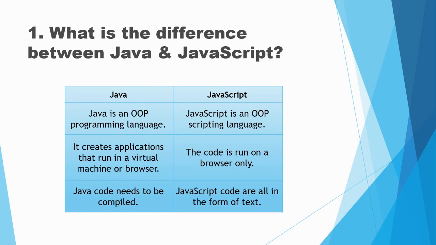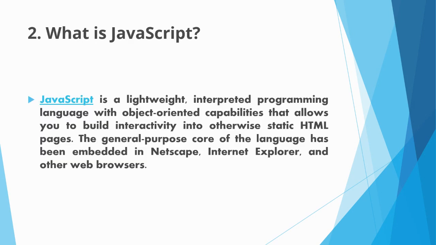Now let's move on to the next question. What is JavaScript? JavaScript is a lightweight interpreted programming language with object-oriented capabilities, and JavaScript code is in the form of text. And the general purpose core of the language has been embedded into various web browsers and Internet Explorer, etc.